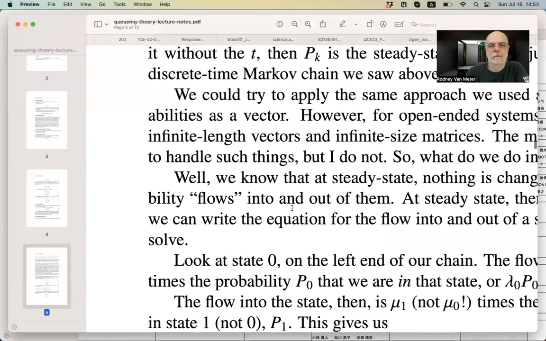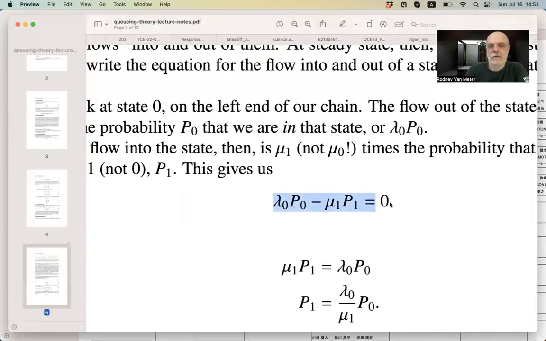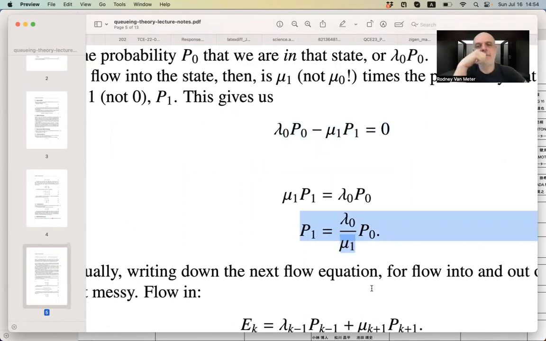We can write that down as an equation exactly like this: lambda 0 p0 minus mu1 p1 equals 0, or mu1 p1 equals lambda 0 p0, or p1 equals lambda 0 over mu1 p0.